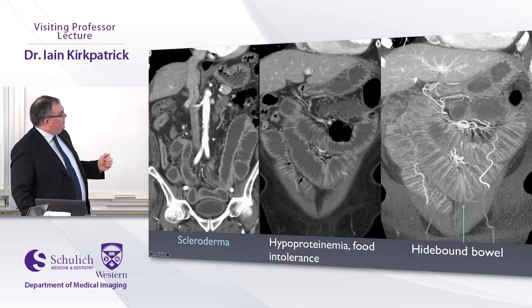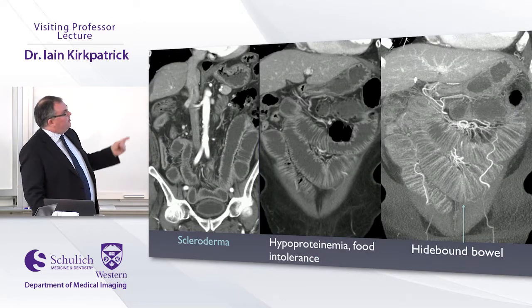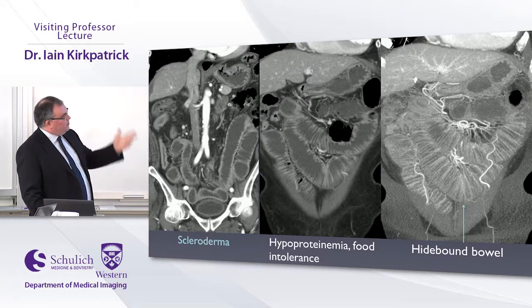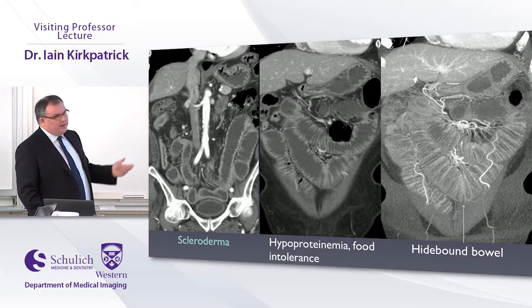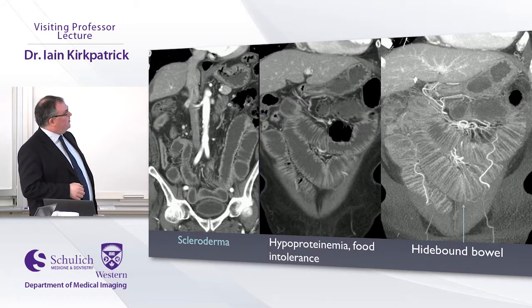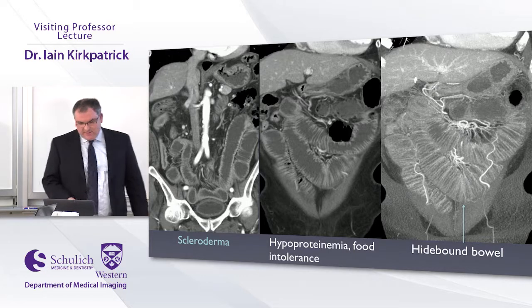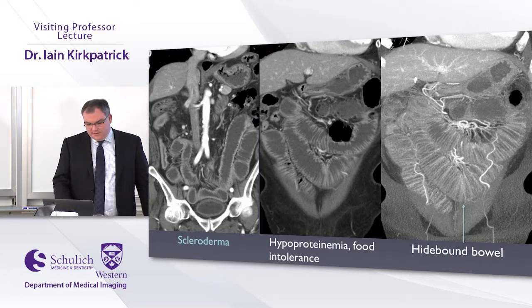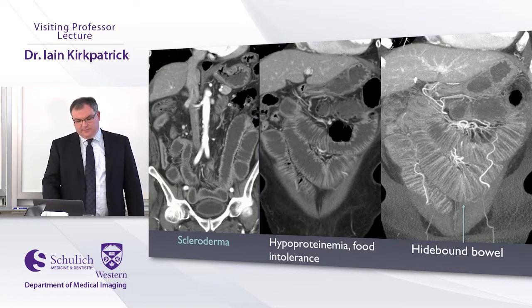This patient had food intolerance and hypoproteinemia, and we did this CT and they had a beautiful classic appearance of hidebound bowel from scleroderma. And as it turned out, they had a history of scleroderma that nobody told us about when they asked us to do the scan, but it was really nice to see that correlation, and I really like those pictures quite a bit. Very similar to what you would get in a small bowel follow-through or enema.